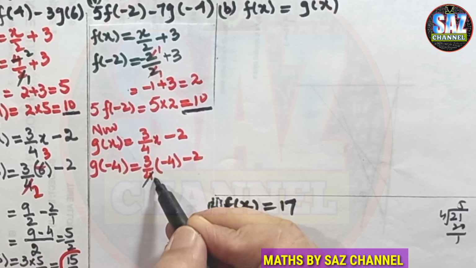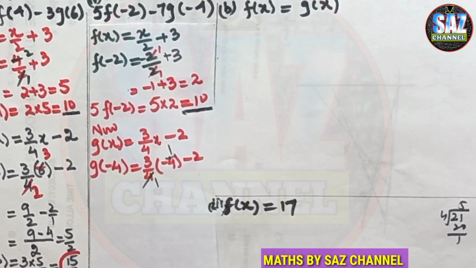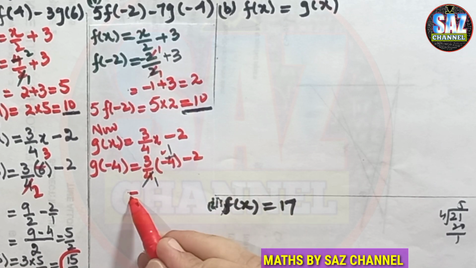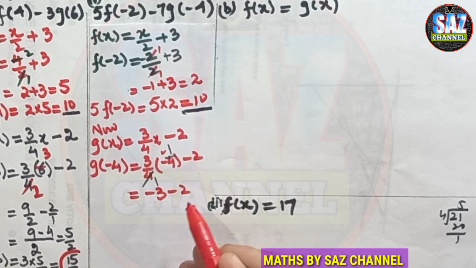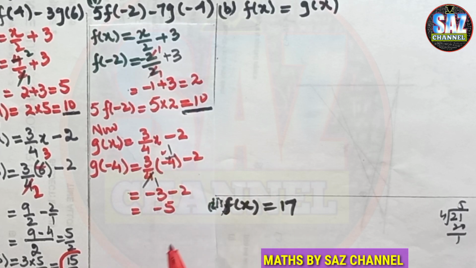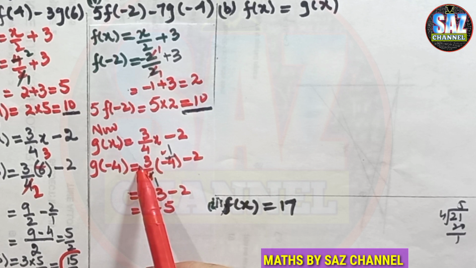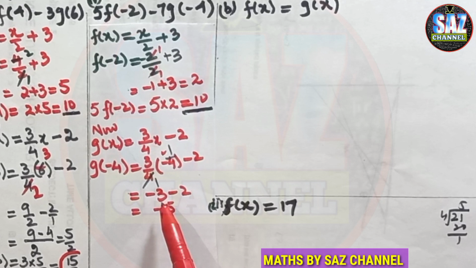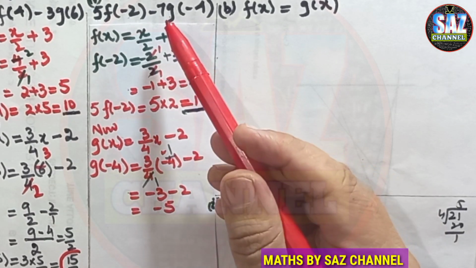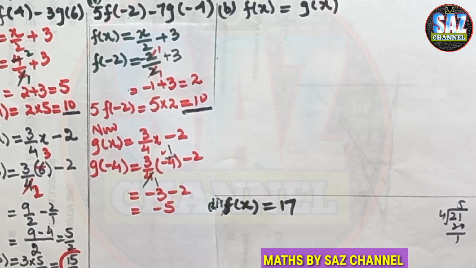Try to make your calculation easy, and I will be left with 3 multiplied by minus 1, which is minus 3, minus 2, which is equal to minus 5. Do not forget the rules of integers: when we multiply a positive sign with a negative sign, our answer will be negative, and for two integers with the same signs, we add them up and keep their common sign. And now what I have to do is get the answer of 7g of minus 4.